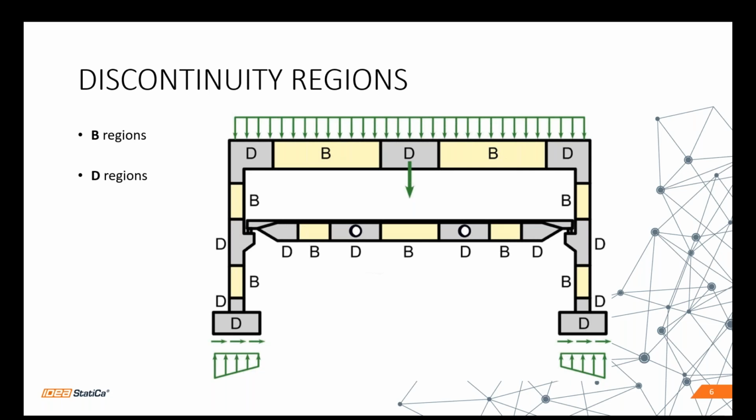On the other hand, there are D regions. These regions are called disturbed or discontinuity regions. And for these regions, the Bernoulli-Navier hypothesis is not valid, and you need to use some more complex method than just simplified calculations. And which parts of the structure belong to these D regions?